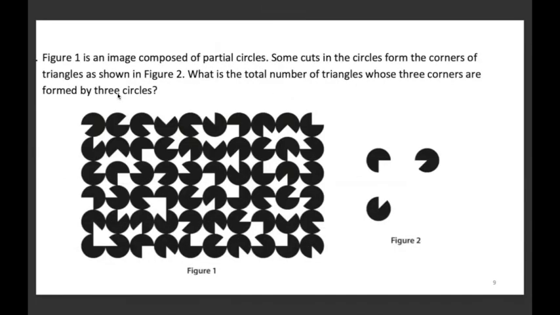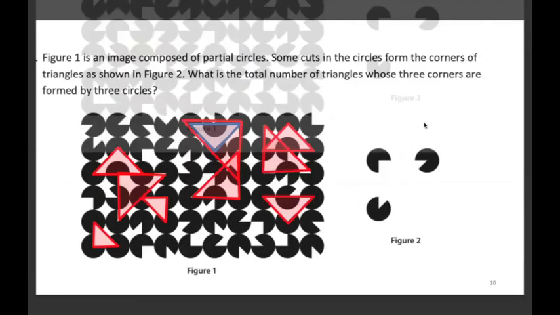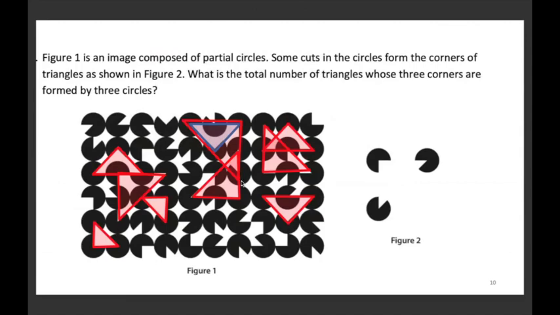Figure 1 is an image composed of partial circles. Some cuts in the circles form the corners of the triangles. What is the total number of triangles whose 3 corners are formed by 3 circles? Okay, so these are all the 10 triangles that are there, which are formed by this kind of a combination. All right, we'll move to the next one.